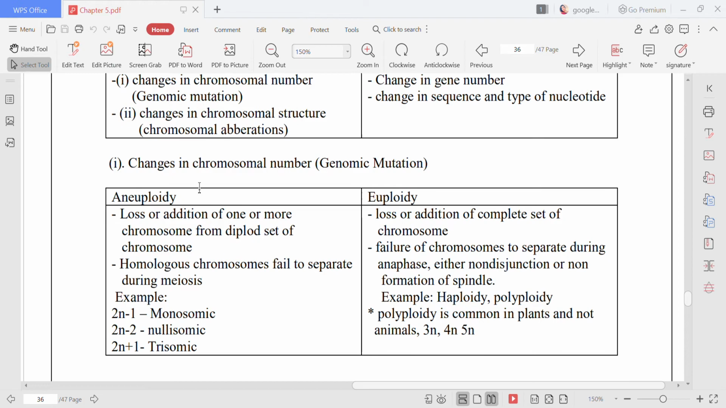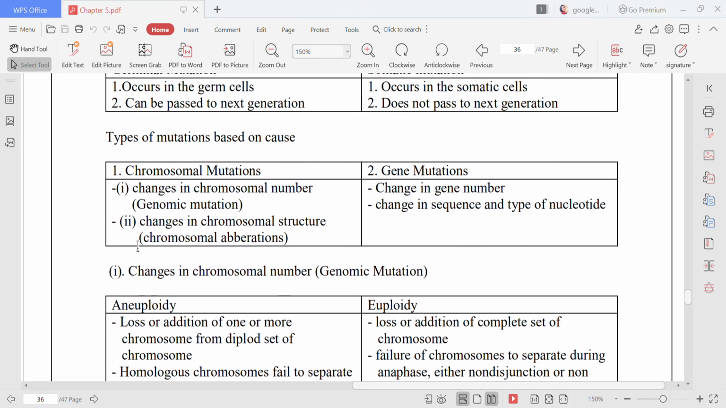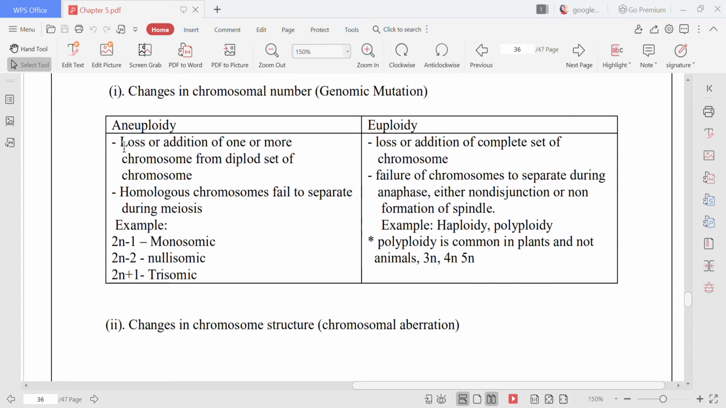Then children, change in the chromosomal number. If there is a change, there are also two types. Now change in the chromosome number, we are taking this as the explanation. Here there are two types of changes in the chromosomal number, aneuploidy or euploidy. Children, if there is loss or addition of one or more chromosomes from the diploid set of chromosomes, that means either a chromosome has been added or a chromosome has been deleted from the diploid set, then it is aneuploidy.